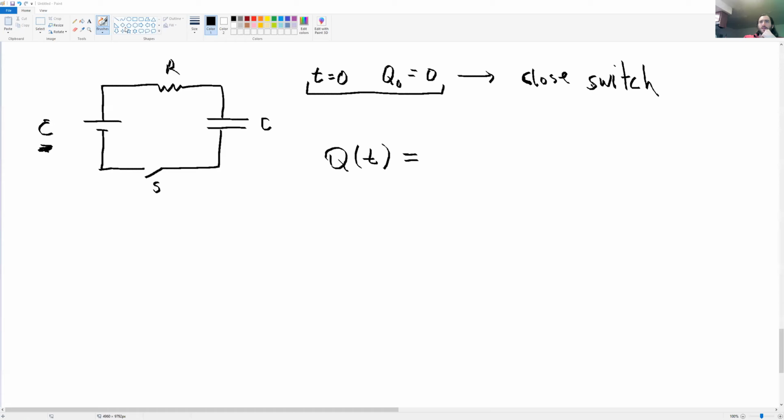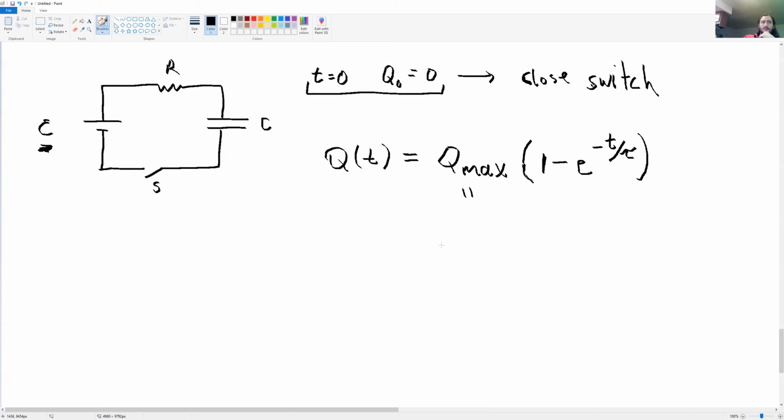Okay, I'm going to give the answer now. Since the charge is increasing, it's going to be whatever the maximum charge is, we can figure that out in a second, times 1 minus e to the minus t over tau. Want to take that one step further? What's Q max?